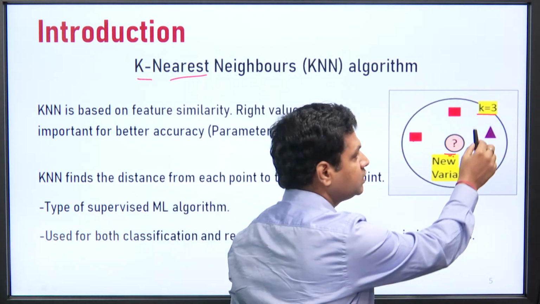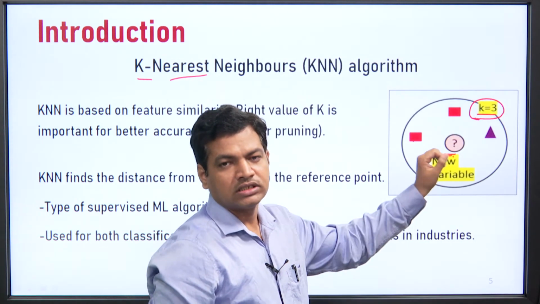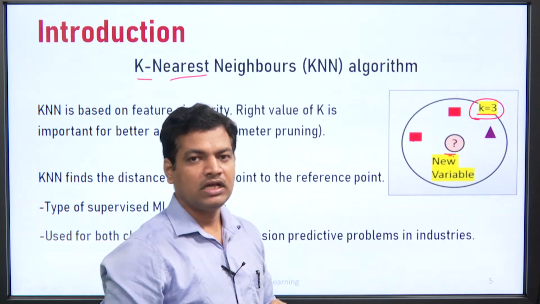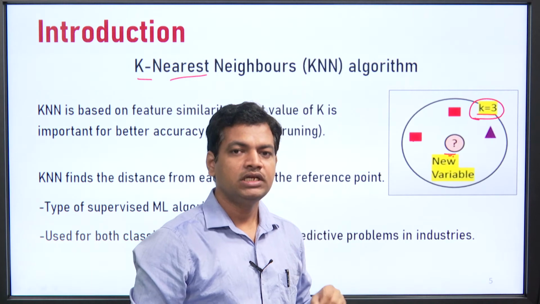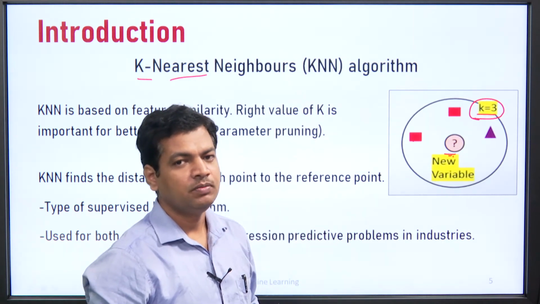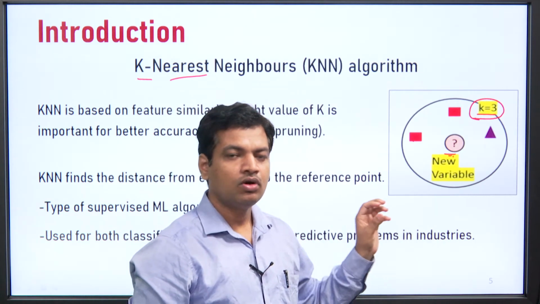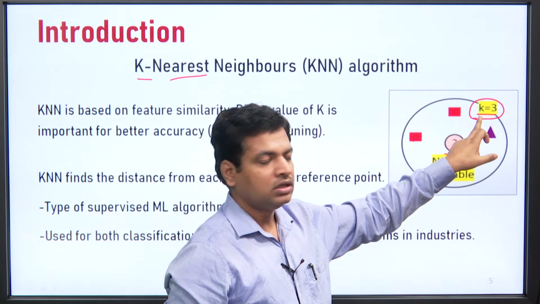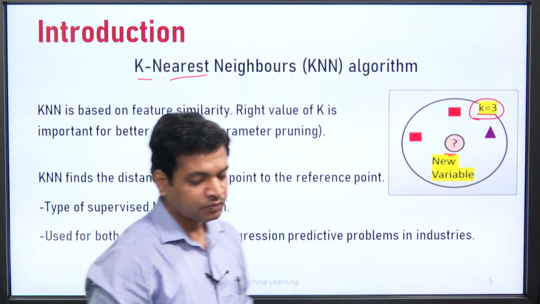Now, the selection of this k is very important. If k is not taken care of while assigning an integer value, then it may mislead us, and we may not reach the optimum solution. So, there is a thumb rule for selecting this k value. We will come to that later.